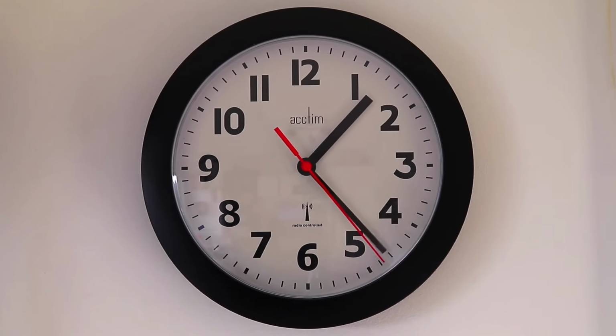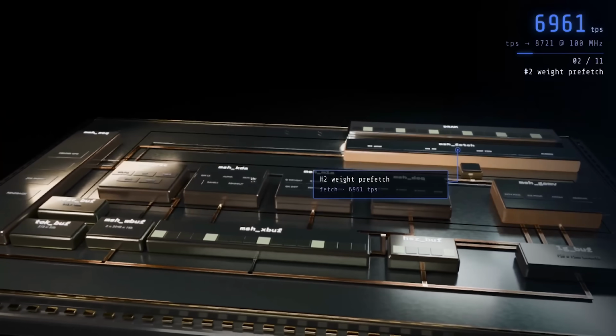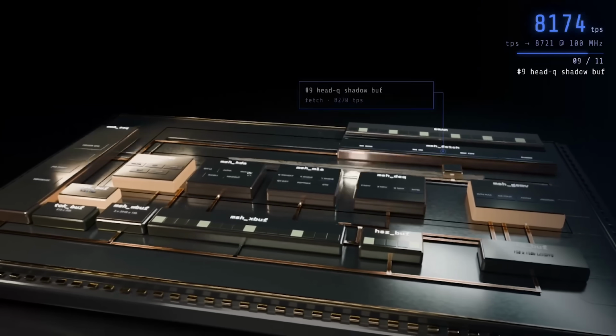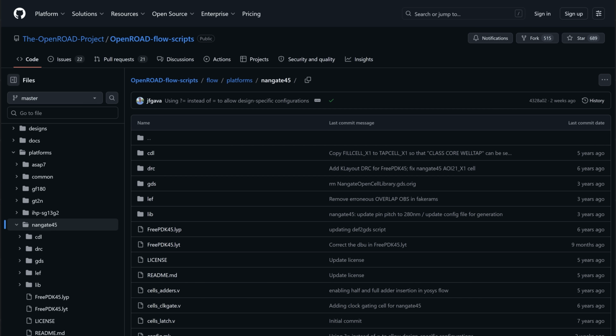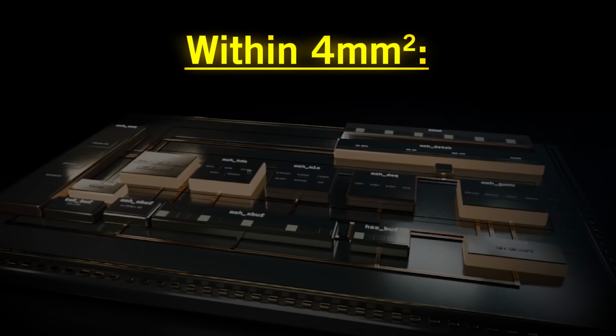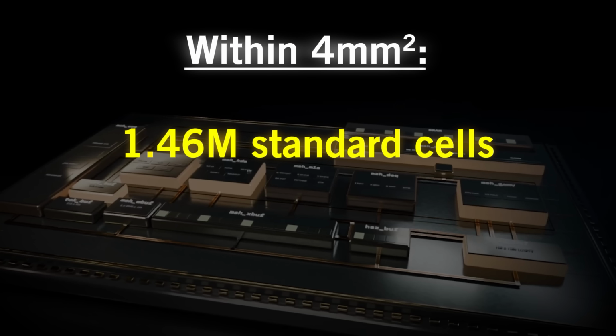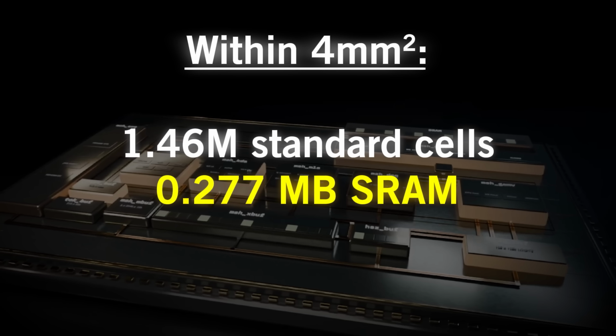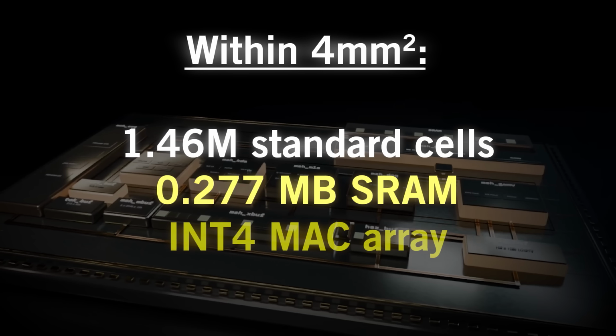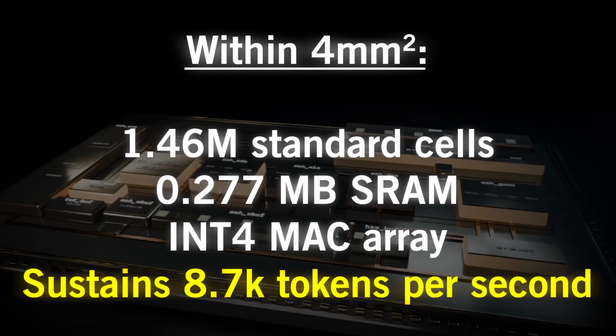So in a single 48-hour autonomous run, K3 built, optimized, and verified the chip using open source tools on a NAND 45nm library, and within 4mm squared, the chip Kimi K3 designed packs 1.46 million standard cells, 0.277 megabytes of SRAM, and an int4 MAC array with fused dequantization, and it was able to achieve 8,700 tokens per second decode throughput in simulation, serving a nano model.